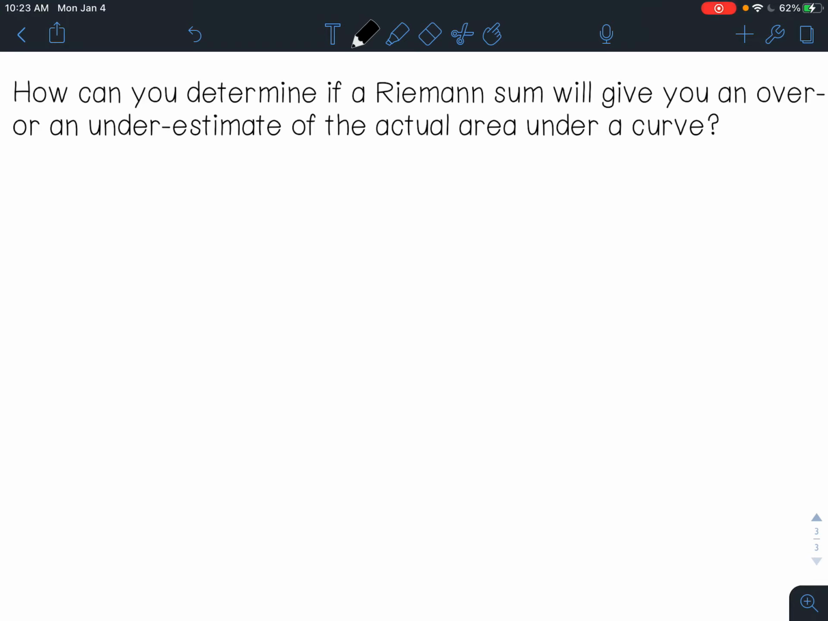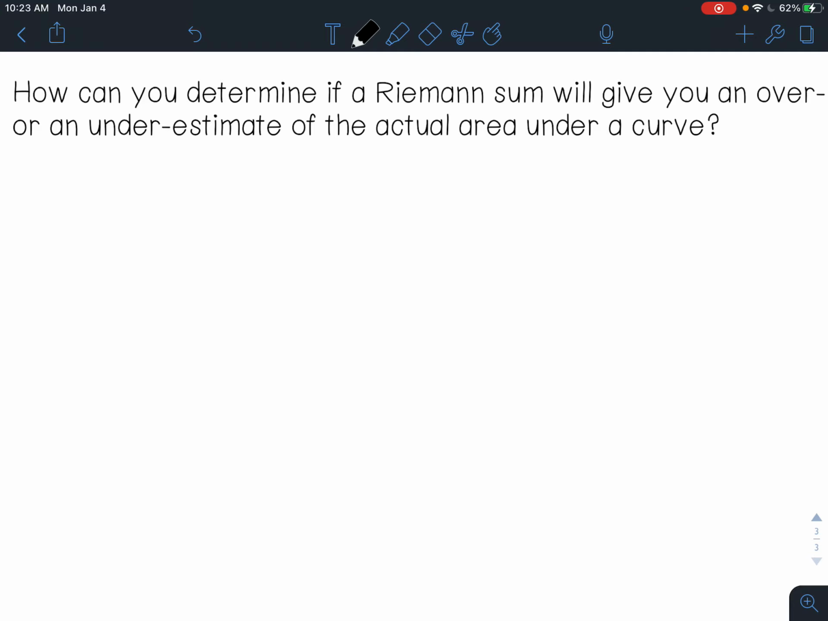So when we're using a Riemann sum or a trapezoidal rule approximation to find the approximate area under a curve, one question that comes up is: is this going to be an overestimate? Is it going to be more than the actual area, or is it an underestimate, a little less than it? The way we figure this out is by looking at some basic curve characteristics.